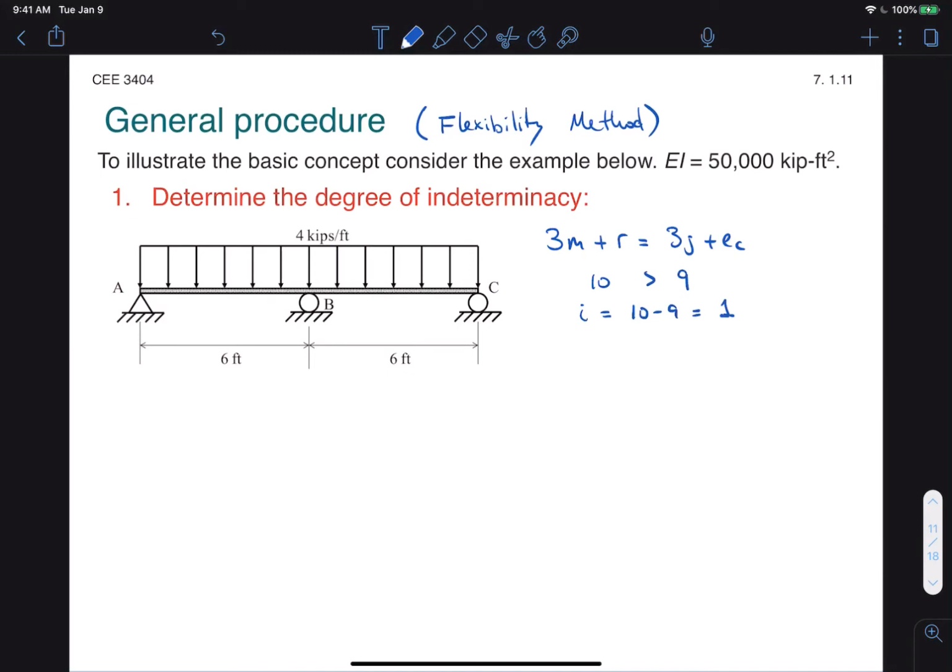So we just need to choose what reaction we're going to treat as redundant, and this is an arbitrary choice. It's up to you. But I think to keep it the simplest possible, we should choose B as a redundant. That way we go to our basic simply supported beam. So B will be our redundant or extra reaction. So in essence, if we can determine the reaction at B, By, then we can use equilibrium equations to solve for the remaining reactions.